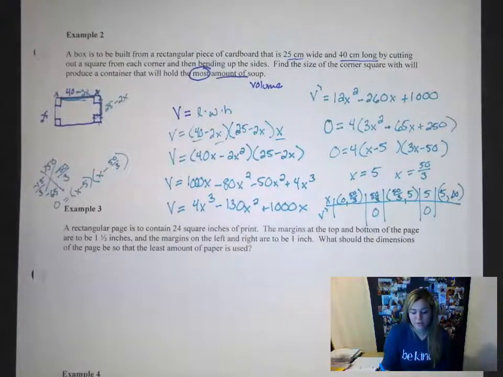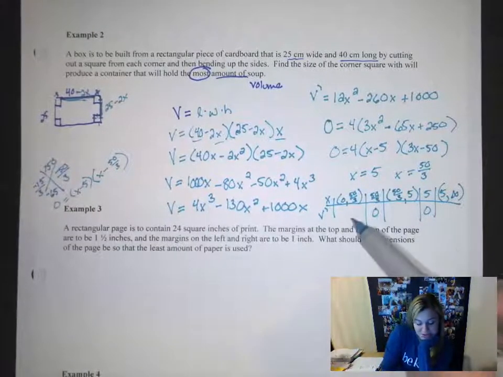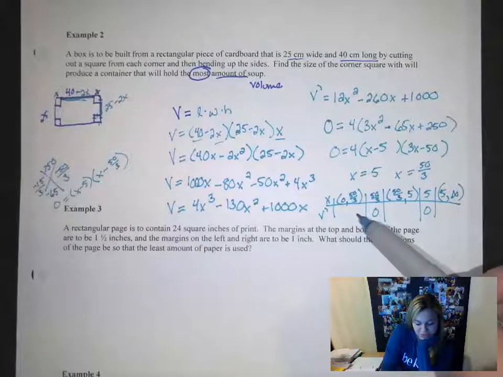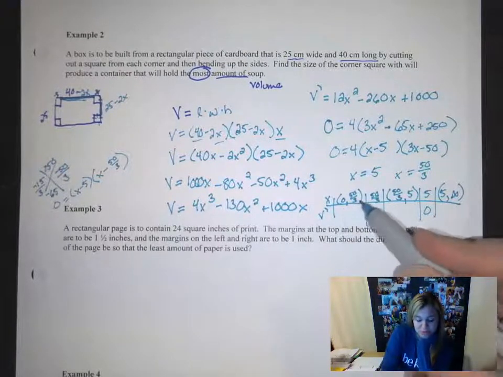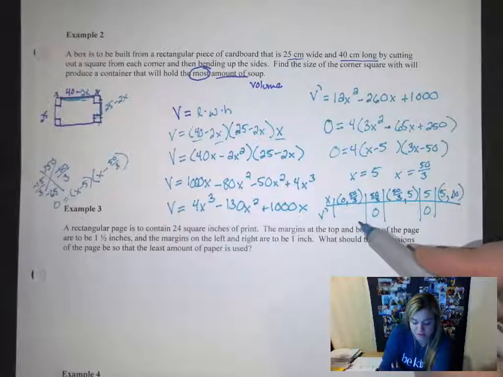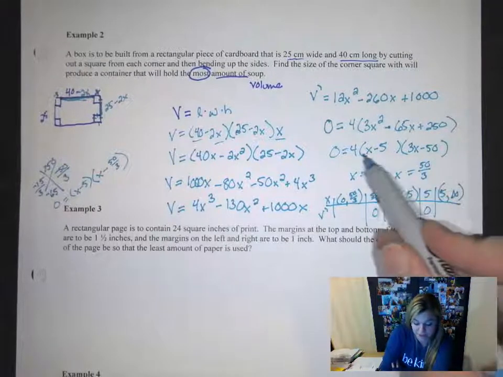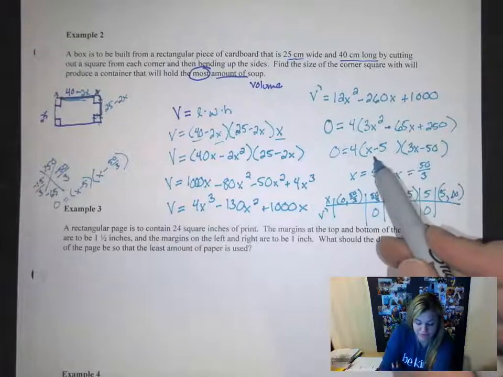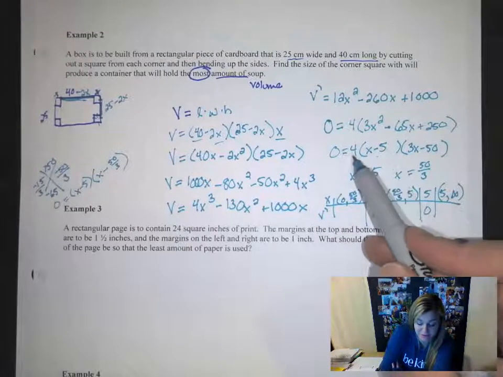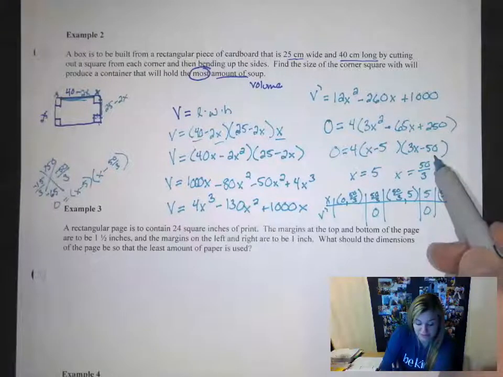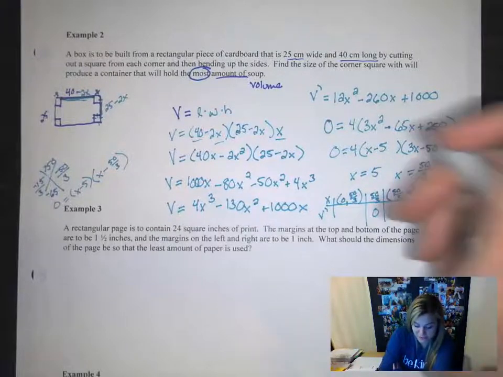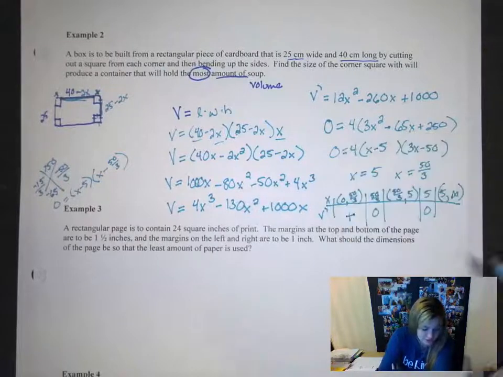And then we go through and we pick our favorite numbers. So a number between 0 and 50 over 3. What is 50 over 3? That'd be 16 point something. So I pick a number between 0 and 50 over 3. I'm going to pick 1. And I'm going to go to this one that was already factored. So if I do 1 minus 5, I get negative. This is positive. 3 times 1 minus 50 is negative. So negative and negative, this would be a positive value.